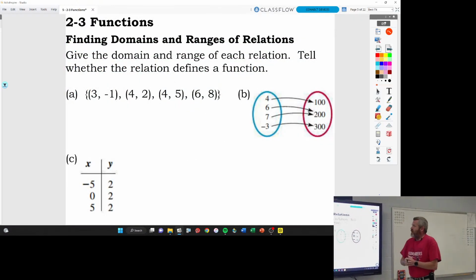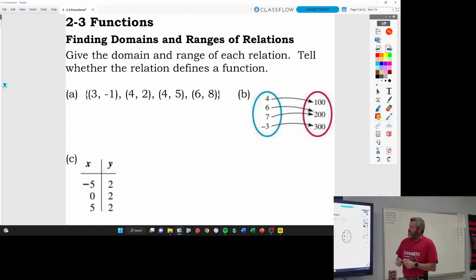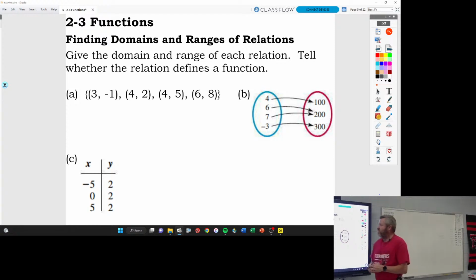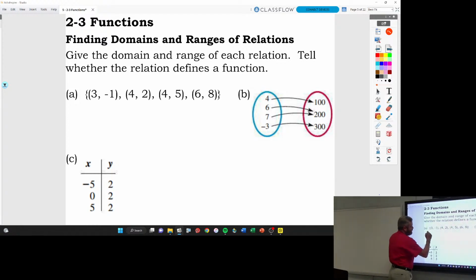It says finding domain and range of a relation. Give the domain and range of each relation. Tell whether the relation defines a function. Okay, so on part A, let's talk about the domain.